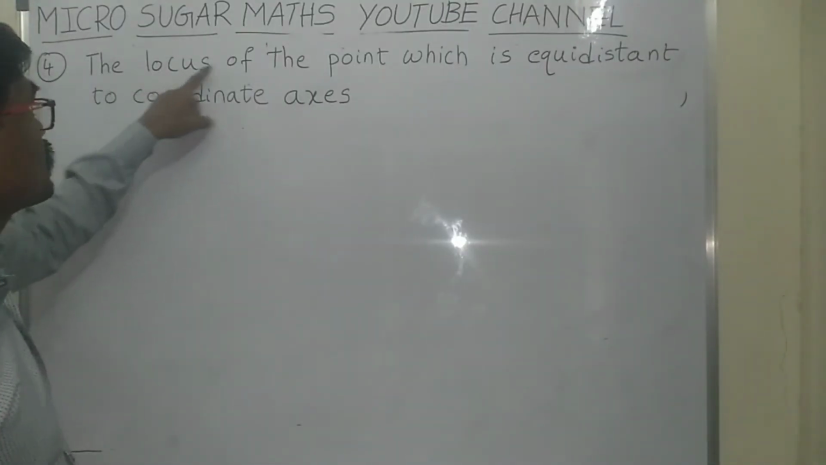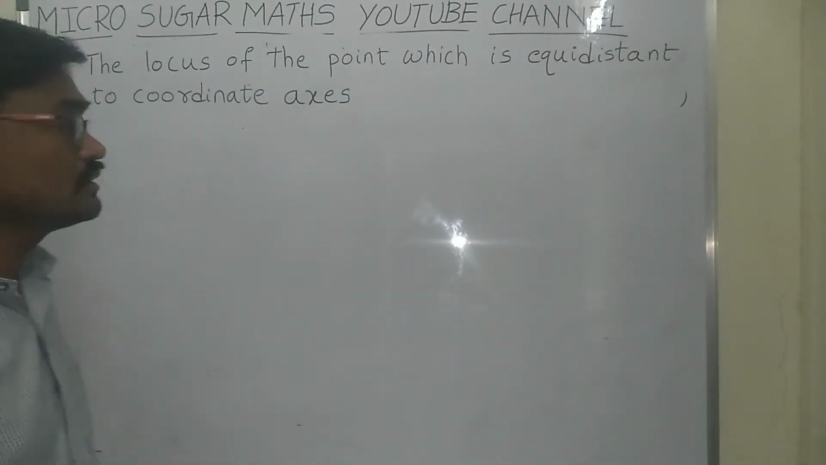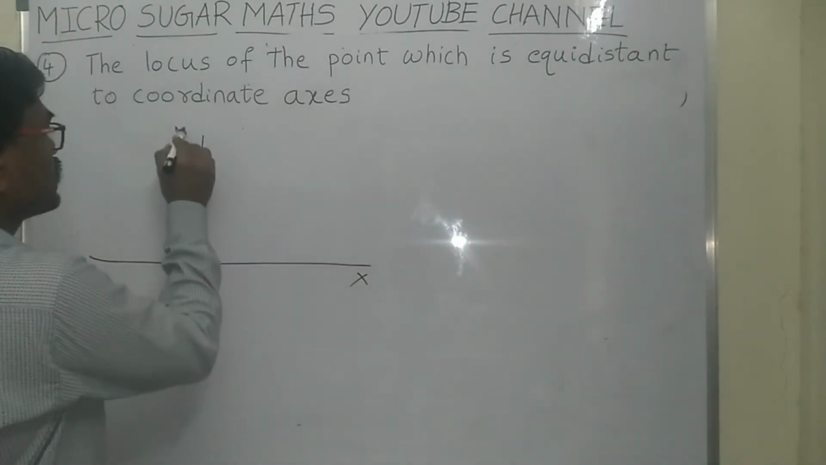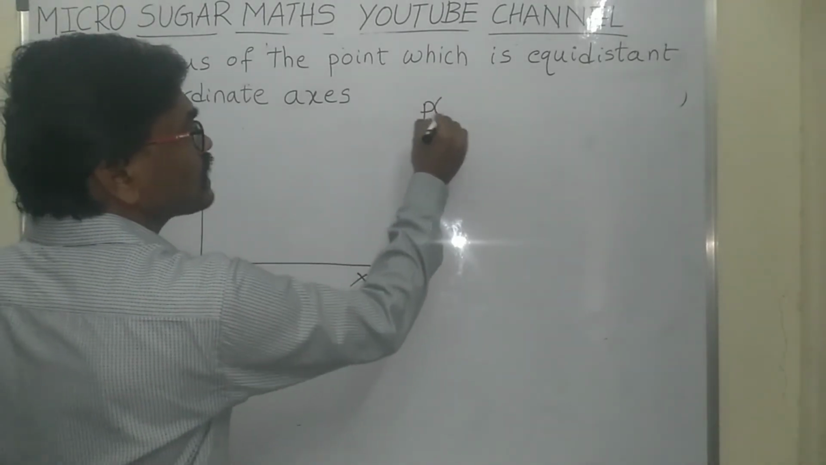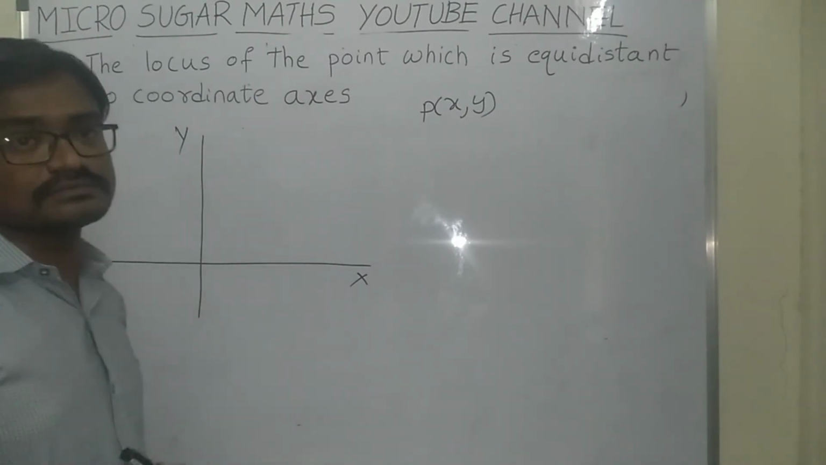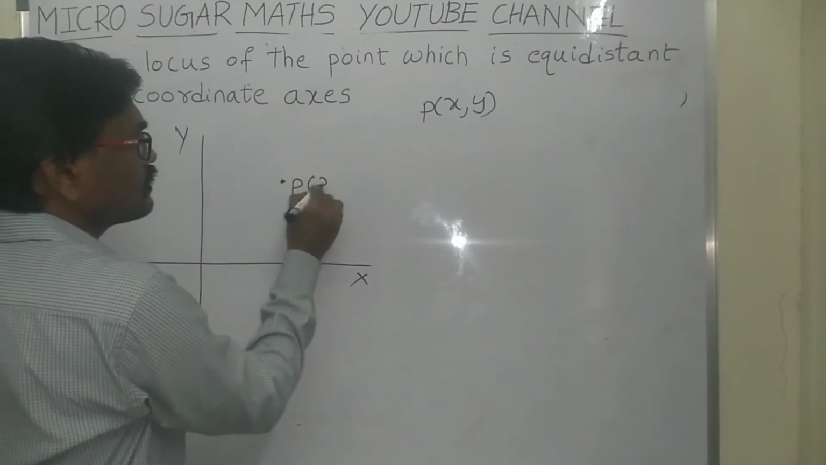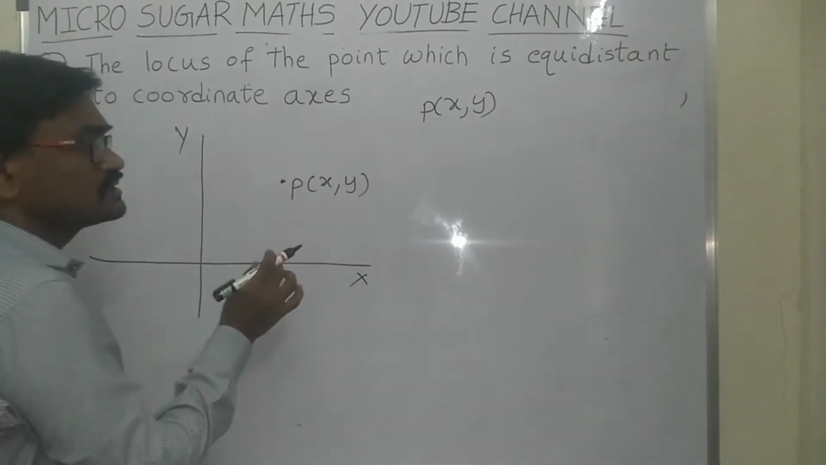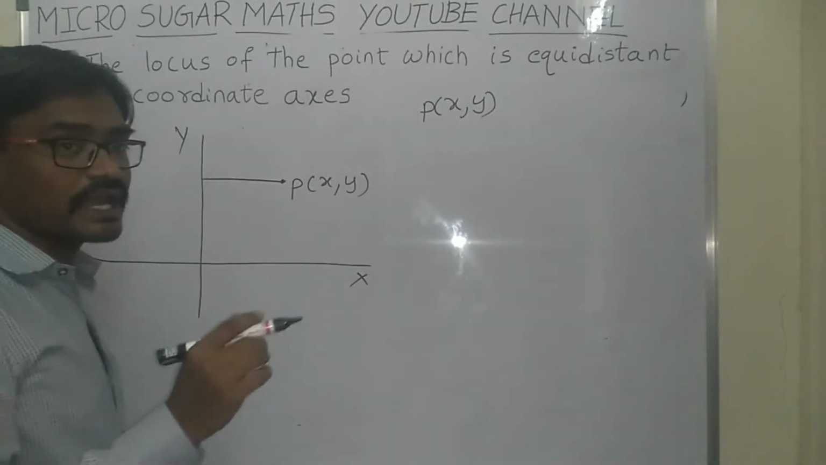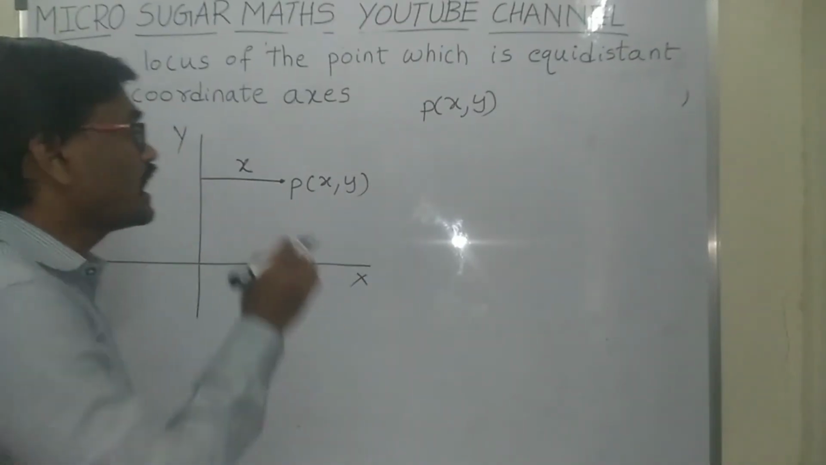The next problem: the locus of the point which is equidistant to the coordinate axes, that is the x axis and y axis. Let P(x, y) be a point in the required locus. Let us take P(x, y) in the first quadrant. Then what is your x? The perpendicular distance from point P to the y axis, which is x. We should take this x as modulus.